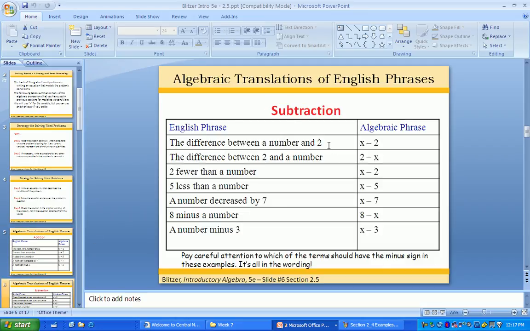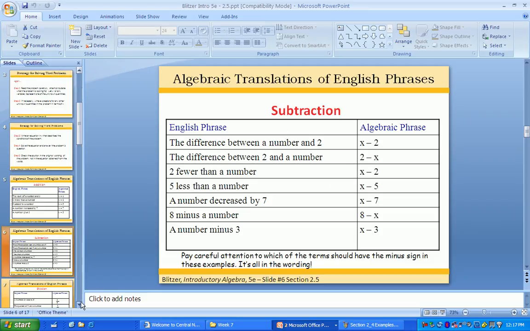Again, here's some words for subtraction. I'll let you guys just review these on your own. The main thing to remember from subtraction is it's very important the order that these words are given to you. There's a big difference between x minus 2 and 2 minus x, so make sure you don't get those mixed up, okay?